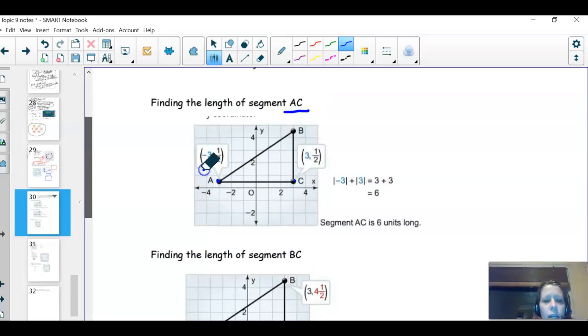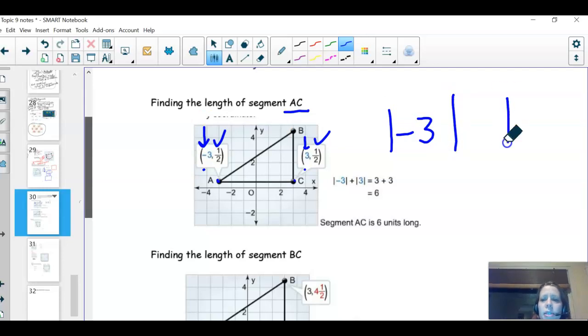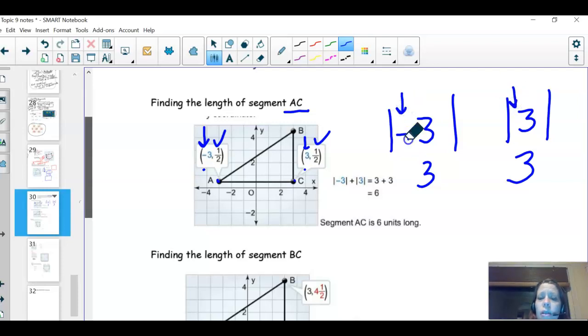The points are -3 and 3, 1/2, 1/2. These are the same. Estos son lo mismo. So I just need to look at 3 and -3. Remember, distance is never negative. Recuerdas, distancia no es negativa. Y entonces yo voy a encontrar el valor absoluto. I'm going to find the absolute value, and I get this. These are different. Estos hay diferente, porque este es negativo y este es positivo. Remember, these are different. This one's negative, this one's positive.